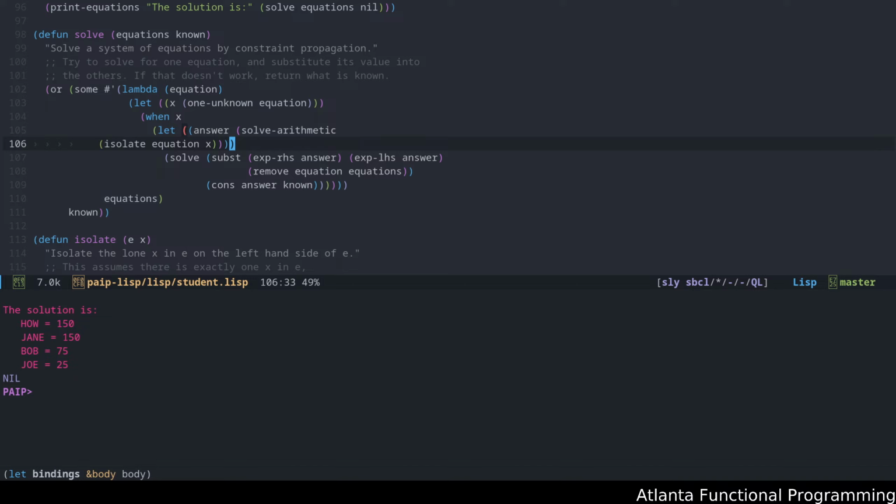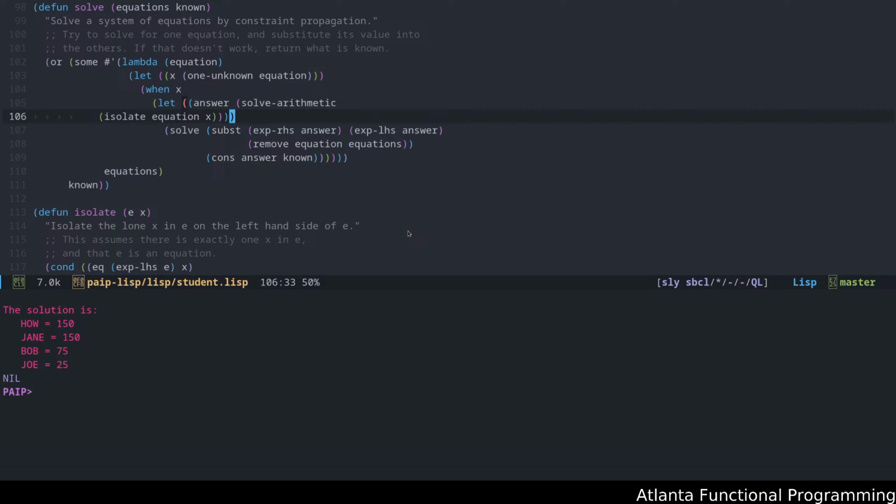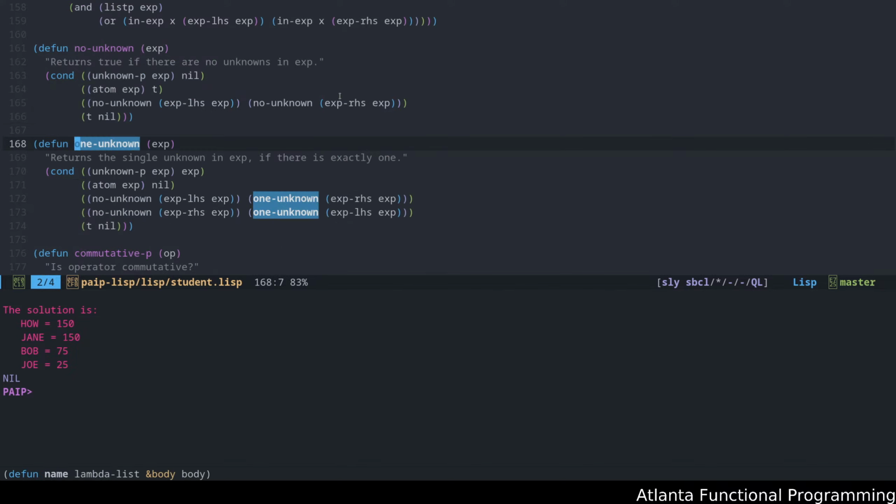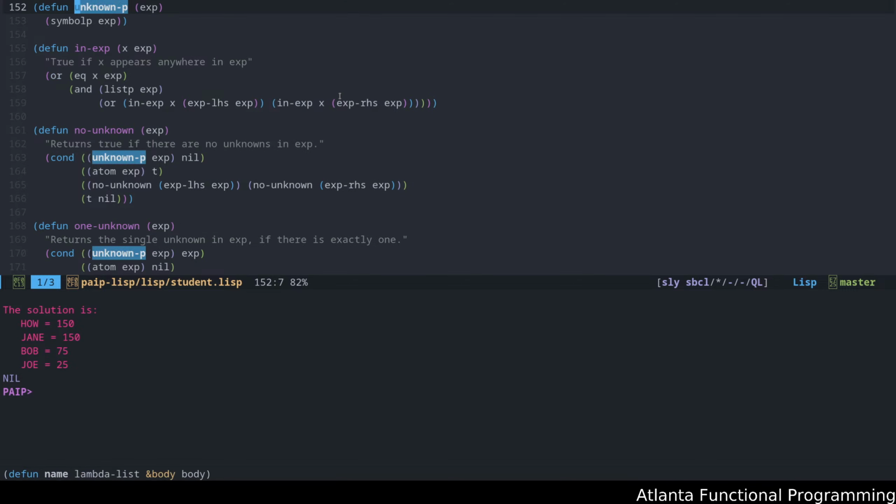And what solve arithmetic does is it takes in something that's already been predefined in the particular arithmetic form, and then, as the name indicates, solves it, right? But the bigger question is what this isolation function does. This isolate equation x, all right? So given a particular equation, what it does is it calls one unknown to figure out if there is exactly one unknown in the particular expression that we are dealing with. This is a recursive function that checks to see if the expression is unknown, and if the unknown expression isn't, that's usually a contain function that just checks to see if it's a symbol.